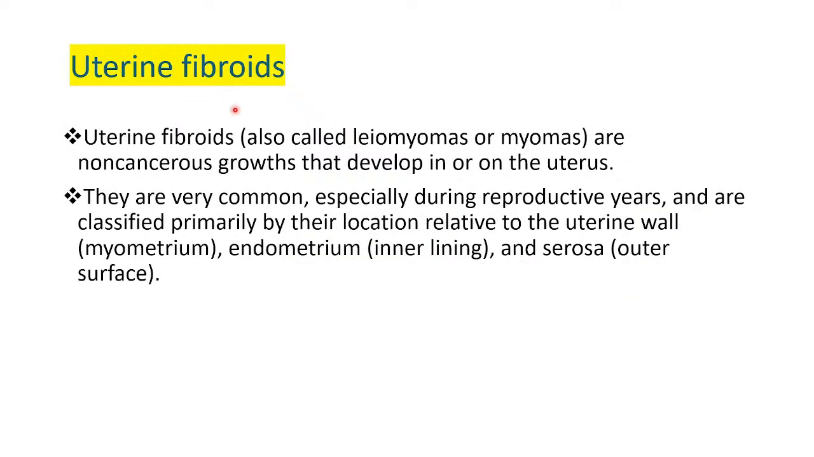So what are uterine fibroids? Uterine fibroids, also called leiomyomas or myomas, are non-cancerous growths that develop in or on the uterus. They are common, especially during reproductive years, and are classified primarily by their location relative to the uterine wall, the myometrium, the endometrium, the inner lining, and the serosa, the outer lining of the uterus.